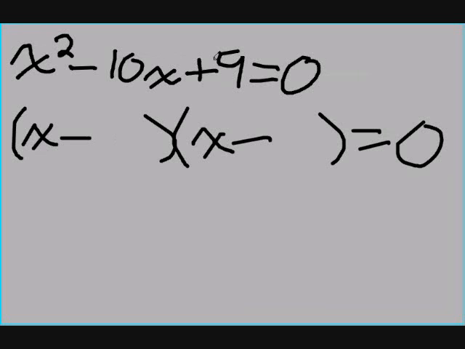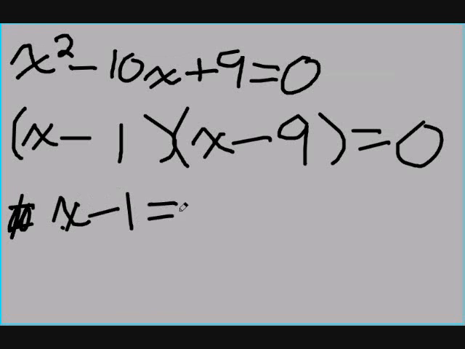Obviously a negative times a negative always gives you a positive. So, 3 and 3 or 1 and 9, but we got to get 10. So 1 and 9. Right? Because we take x times x is x squared. Negative x and negative 9x give us negative 10x, and negative 1 times negative 9 is positive 9, right? So now we set each of these equal to 0. So you get x minus 1 equals 0, and you get x minus 9 equals 0.